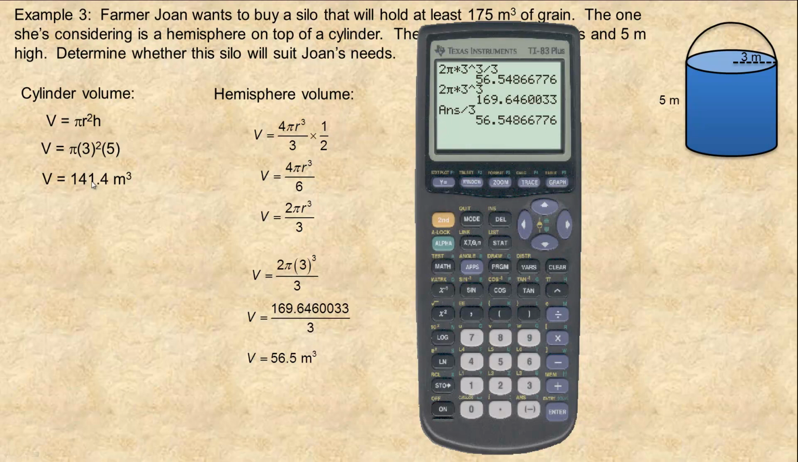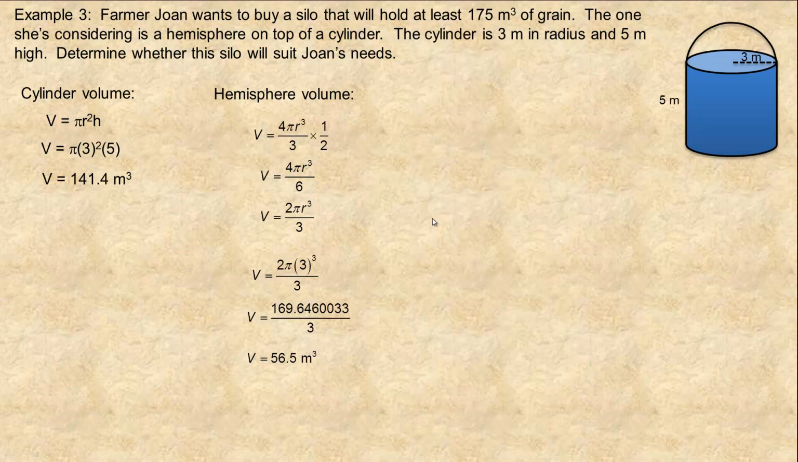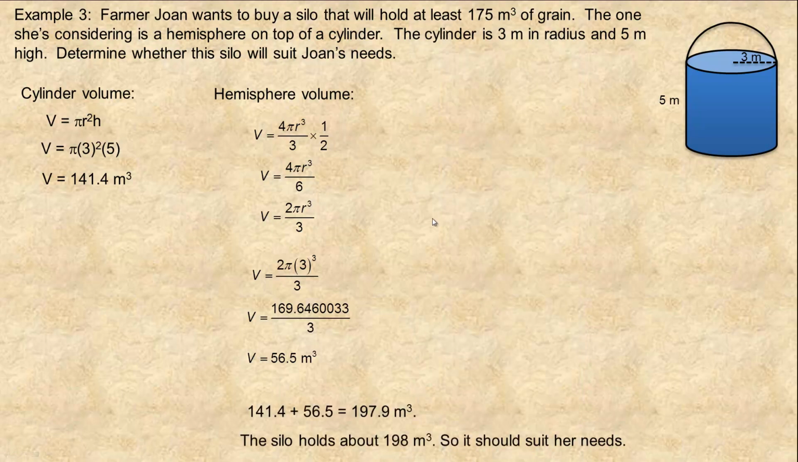So now we want to add these. This is the volume of the cylinder. This is the volume of the hemisphere on top. So 141.4 plus 56.5. So almost 198 cubic meters is what this would hold. So it will suit her needs because the volume is larger than 175. So it should be fine for what she's using it for.